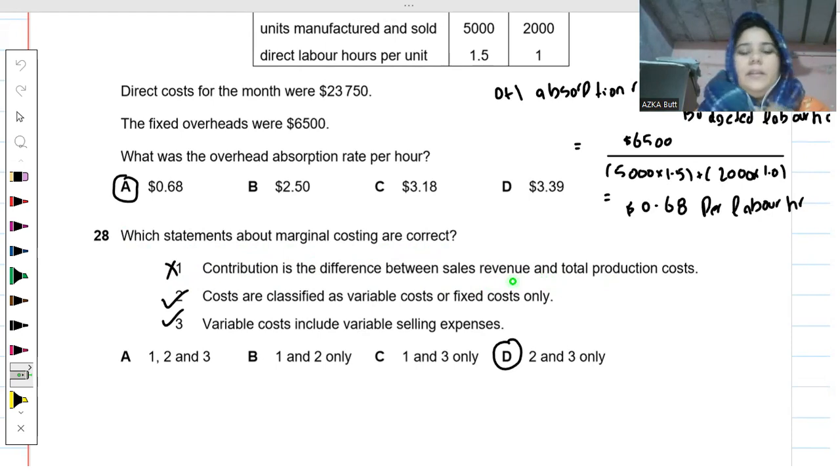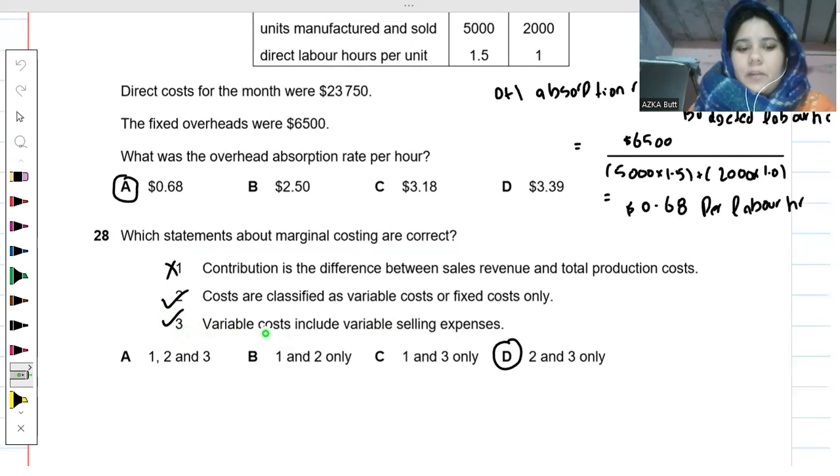But in this option, this information is right, but this information is not right, because here the examiner is talking about the total production cost. Okay. So in option two, costs are classified as variable or fixed cost only. We know that whenever we are making the profit statement under marginal costing, we don't have any other cost to deduct. We have only two types of cost, the variable and the fixed cost only. So it means that option two is right.